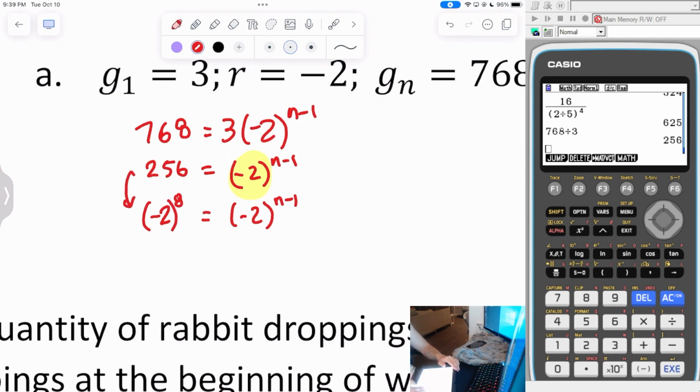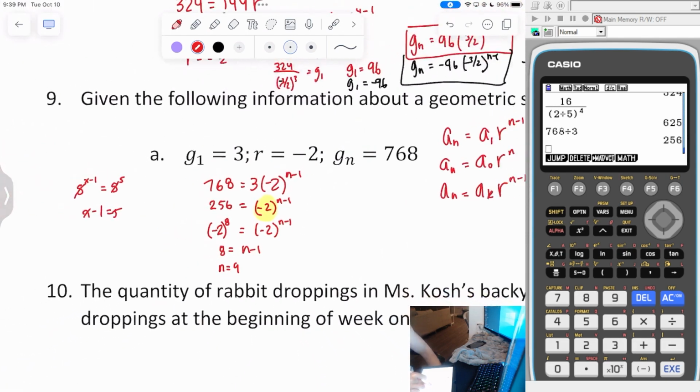So with that being said, now that my bases are the same, I can set those exponents equals to each other and solve for n. So I get n is equals to 9. Let's see if that finishes out the problem. I think that's all that they asked me to do, I'm pretty sure.